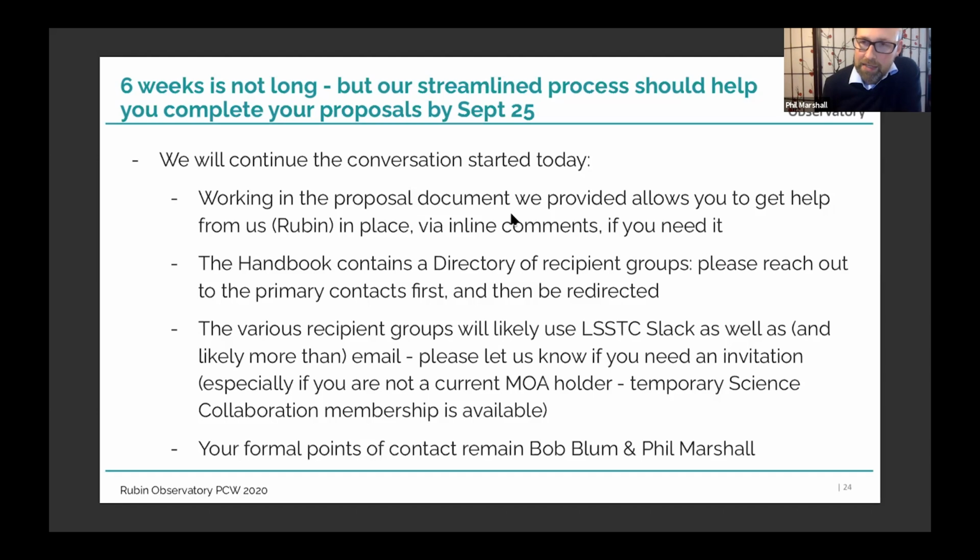The recipient groups likely use Slack as well as email. Maybe they're more comfortable in LSST Slack than in email. If you need an invitation to LSSTC Slack, please just let us know and we can arrange that. Temporary science collaboration membership is available for those of you who aren't already in science collaborations but need to be for this summer's work. And so Bob and I remain your points of contact overall. We can help redirect as needed. But now you know that you have 3 international program coordinators, Knut, Steve, and Greg, also looking to help you out as well. And as we go through the summer, we'll try and stay in touch as a community, and we'll figure out these proposals together.